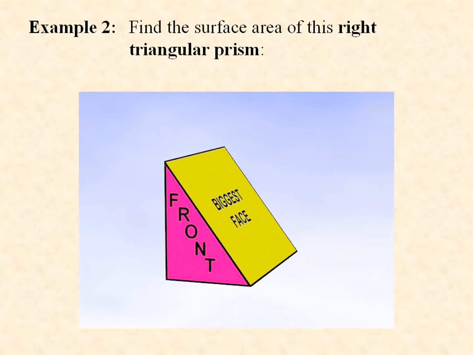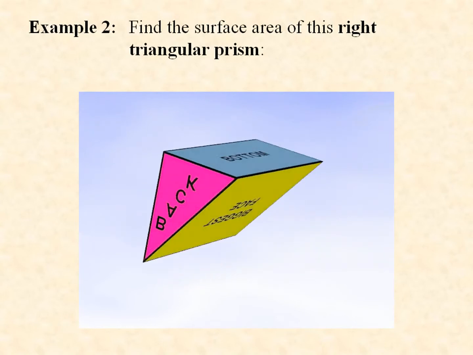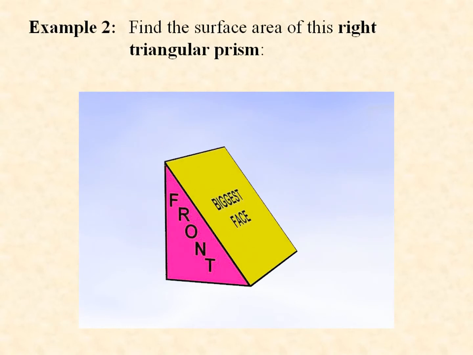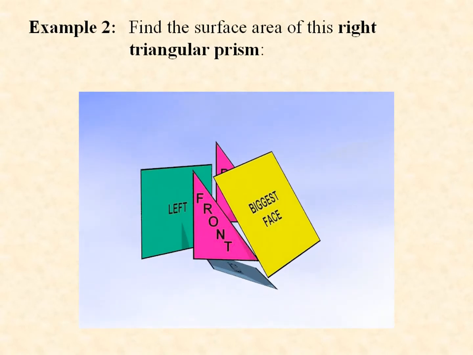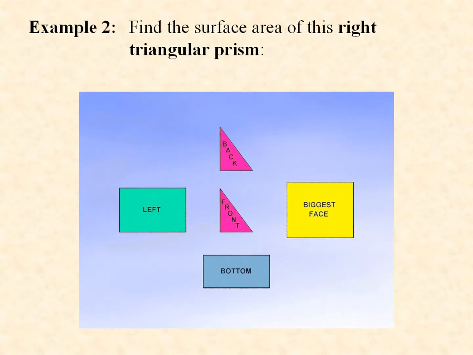Just to get an idea of what the prism looks like, we'll rotate it around a little bit. It actually has 5 faces here. We've got to pull those faces apart and find the areas of each face. And once we do that, then we can add those areas up to get the area of the whole prism. Here's what the faces look like. We've got the biggest face, what was on the left there, the front and the back, and then what was on the bottom.